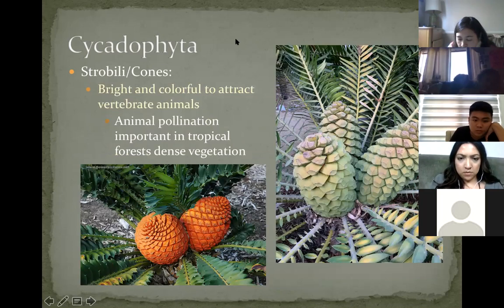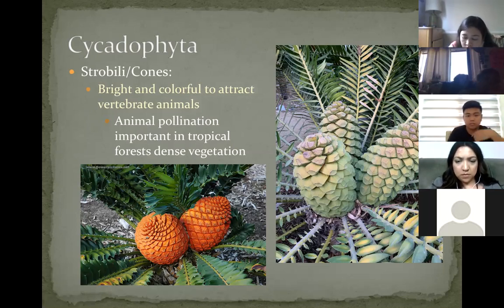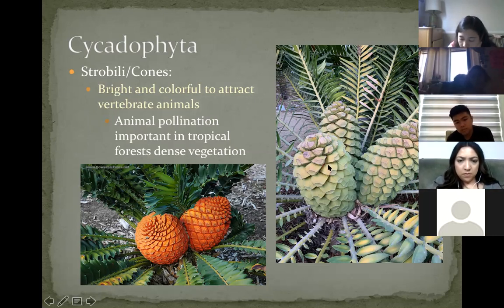So speaking of vertebrate animals, the cones of cycads are typically a lot brighter and much more colorful to attract these vertebrate animals. Because cycads are typically found in tropical forests where the vegetation is very dense, it's harder and not as efficient to disperse their seeds through the wind. So because of that, most of the time they're actually pollinated by vertebrate animals. That's why their cones and their seeds are a lot more colorful compared to ginkgos and conifers.